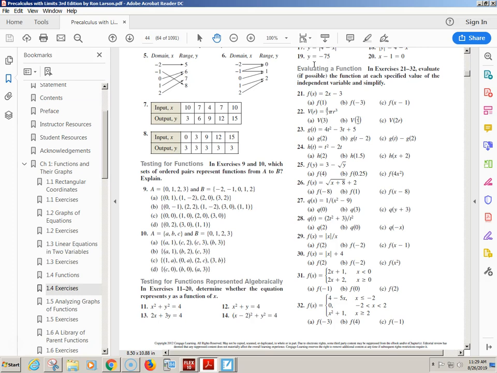just in the ordering of the ordered pairs for A and B, since the letters are first, the variables are first, these are my inputs and these are my outputs, and then they decide to make it all crazy and switch it around in letter C. So we're just looking for the first coordinates and whether or not each one is paired with one and only one second coordinate, which A fails because C is mapped to two different outputs.